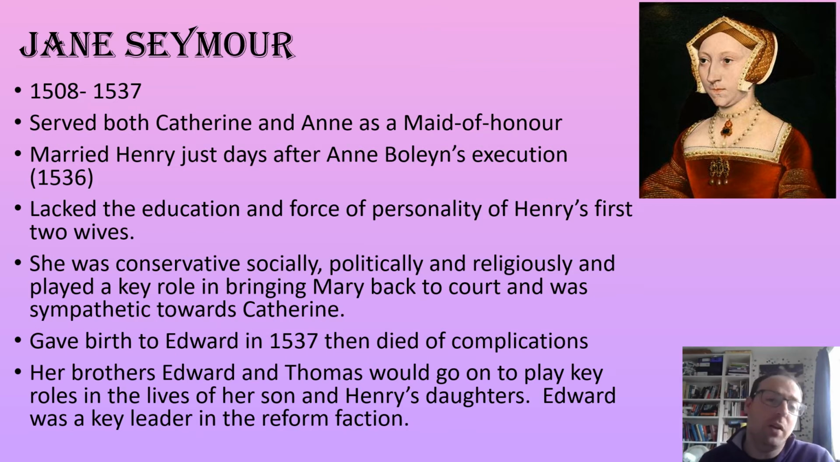Jane Seymour lived 1508 to 1537. She had served as one of both Catherine and Anne's maids of honour or ladies in waiting. She married Henry just days after Anne Boleyn's execution in 1536. She seems to have been a very different character to the first two very formidable wives that Henry had, who were very strong and vibrant personalities. She lacked their education. She was conservative in all kinds of ways. She was socially conservative. She didn't like the outlandish dress.